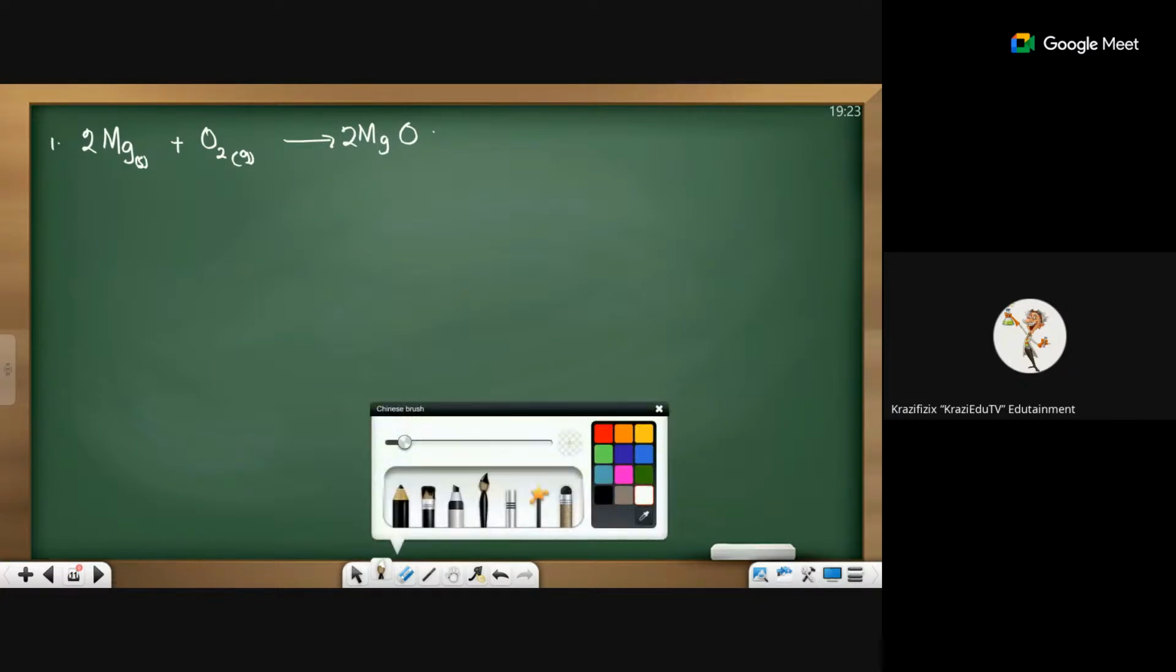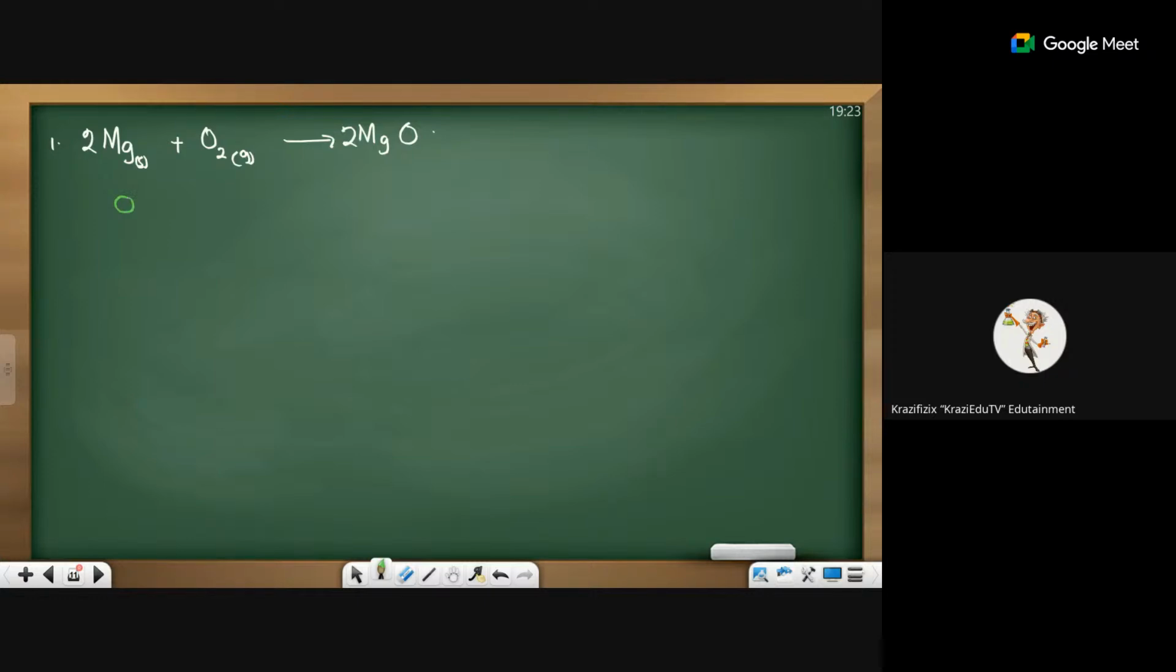Using our laws of oxidation, what is the oxidation number of Mg? An element in free state has oxidation number of 0. So the oxidation number of Mg is 0. Oxygen as well is in a free state. Is that okay? It's not combining with anything. So the oxidation number also is what? 0. Diatomic, but there's no number on top, so it's 0.